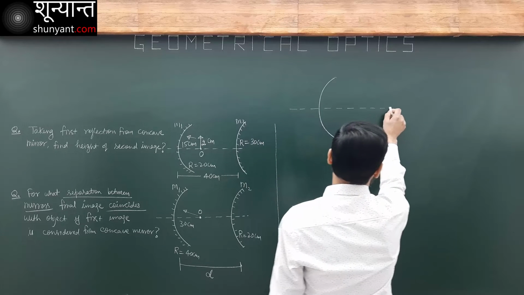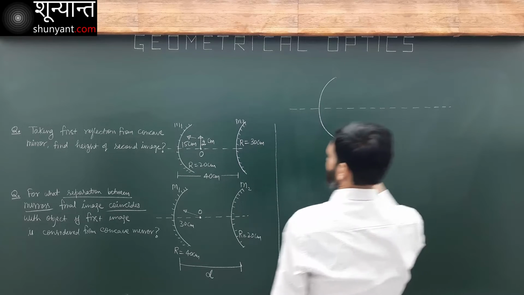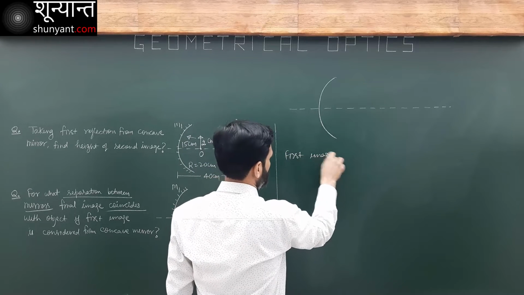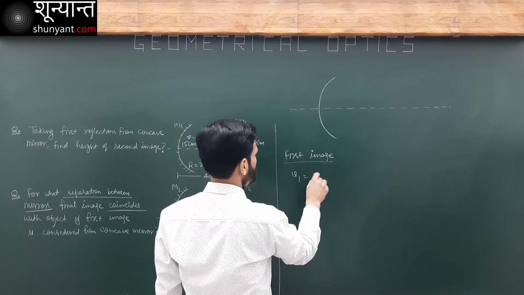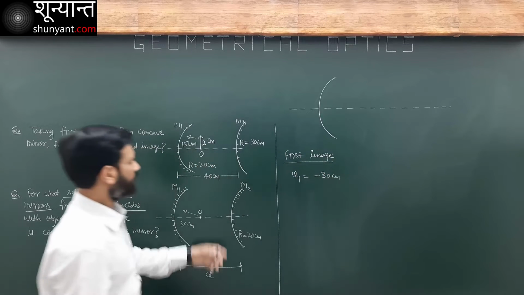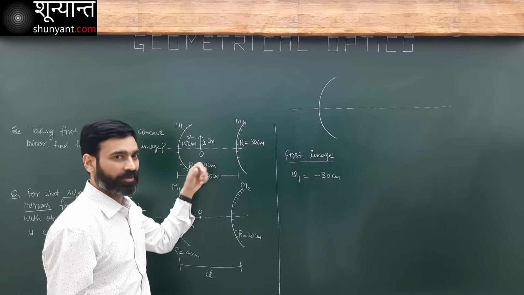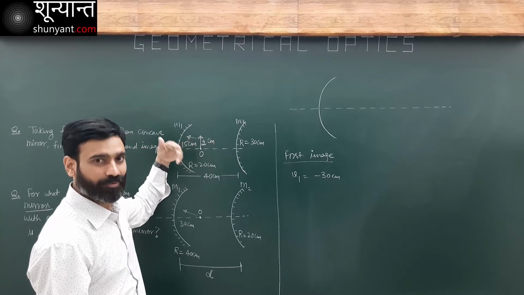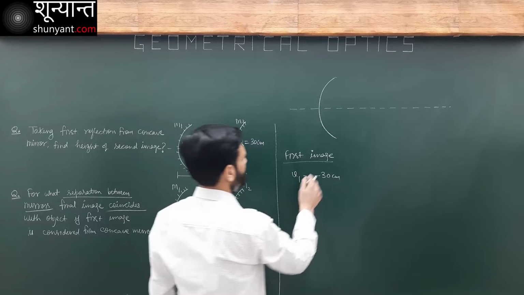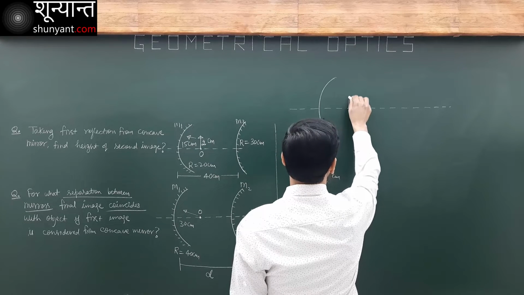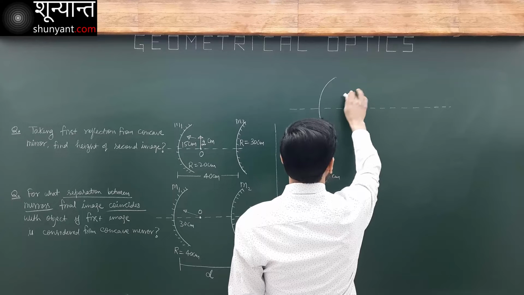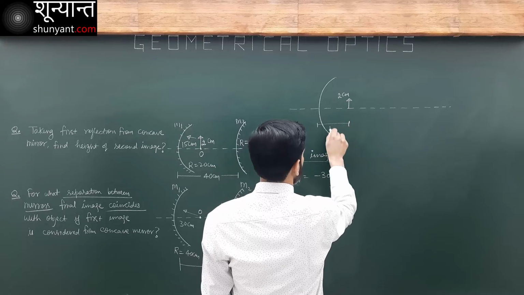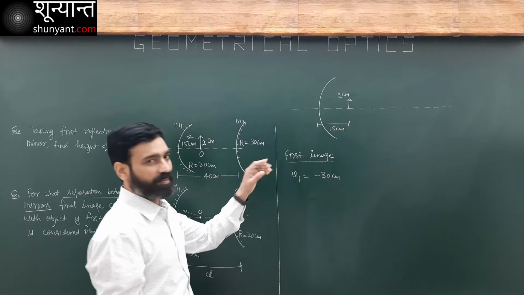Where is the first image? First image. V1 is going to be minus 30 centimeter. Do you understand this? We have the same values, so I'm going to get the same answer. V1, that means my object is here. This is my object. This object is 2 centimeter. This distance is 15 centimeter. I'm going to get an image at 30 centimeter.